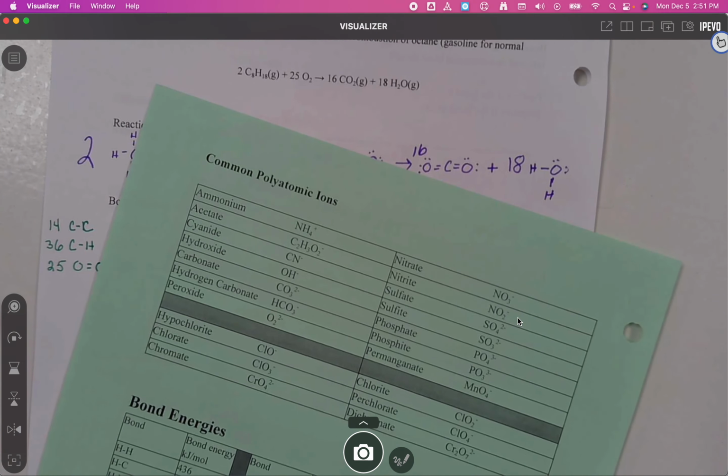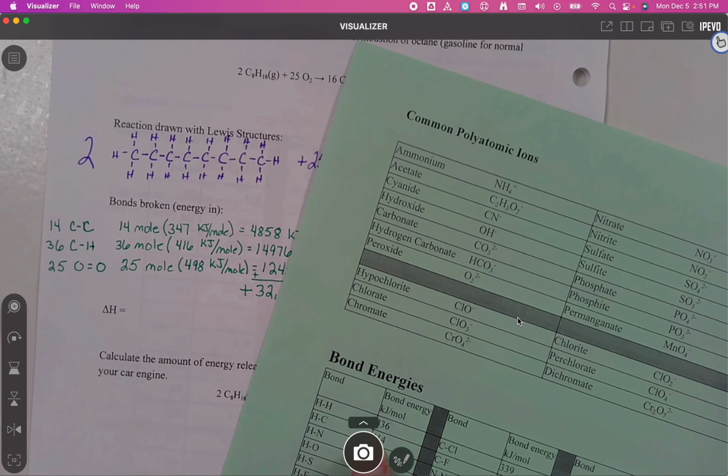I don't know. Did I read the chart wrong? Oh, I did. How about 414?